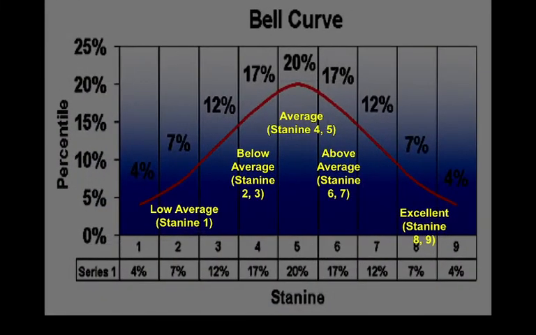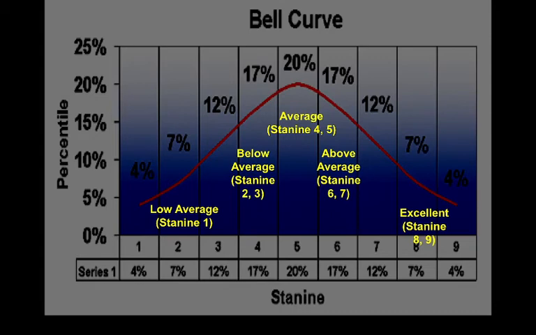Kapag stanine 1, madalas ang tawag dyan low average. Stanines 2 and 3, below average. Stanine 4 and 5, average. Stanines 6 and 7, above average. And stanines 8 and 9, excellent.